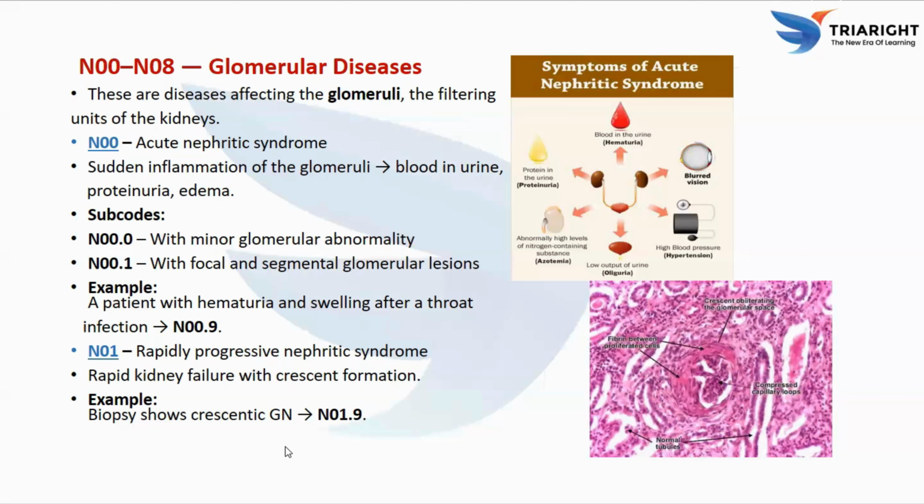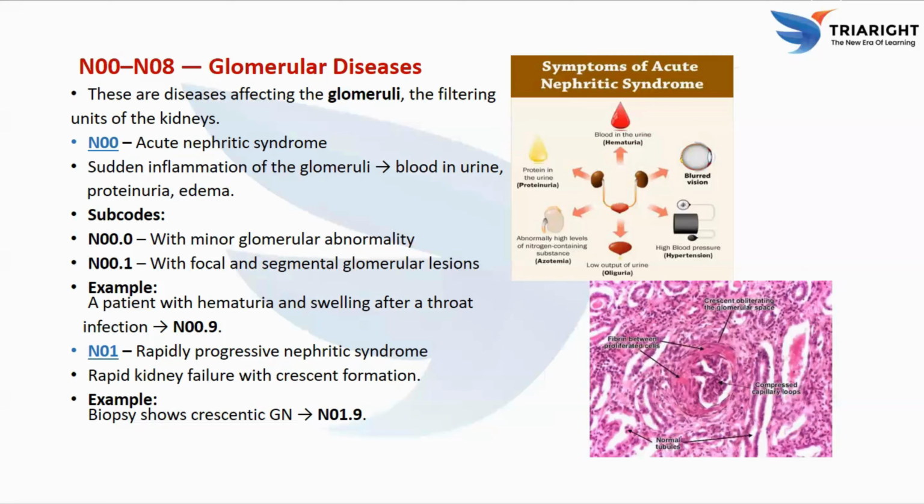So next is N01, rapidly progressive nephritic syndrome. This is a very severe and fast progressing form of glomerular inflammation. What are the characteristics of this syndrome? Rapid kidney failure within days to weeks, crescent formation seen in the kidney biopsy, which can lead to dialysis or kidney transplant if not treated quickly. This is often due to autoimmune diseases like Goodpasture syndrome and vasculitis.